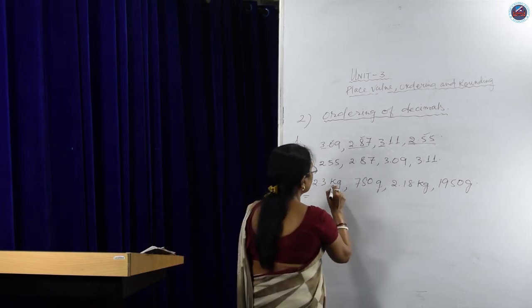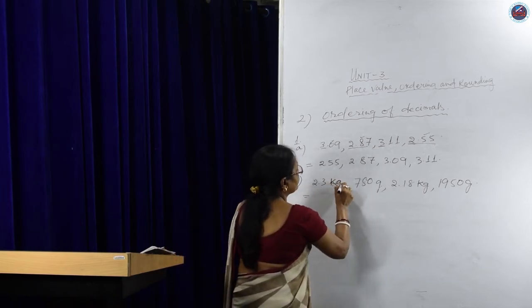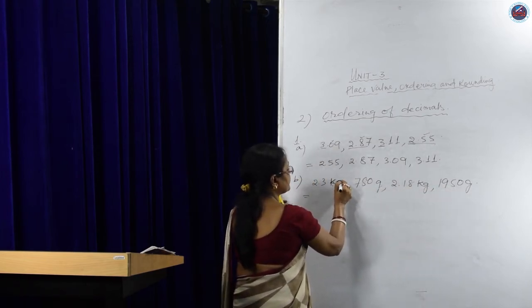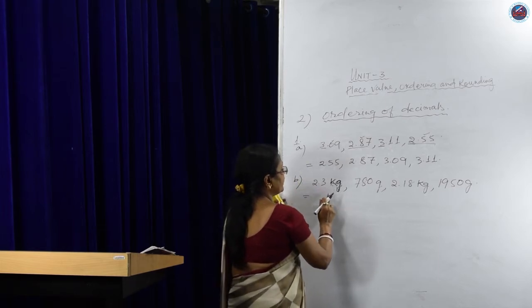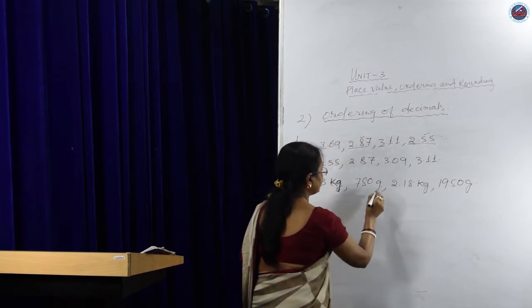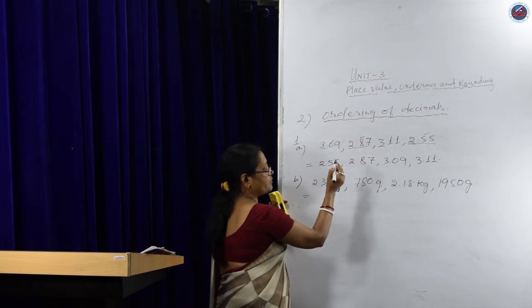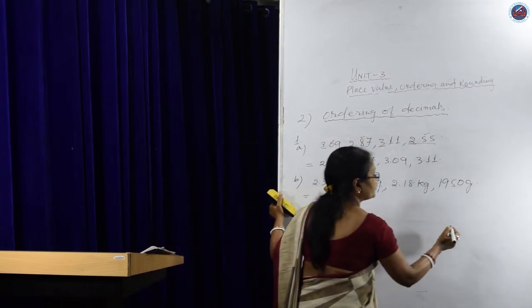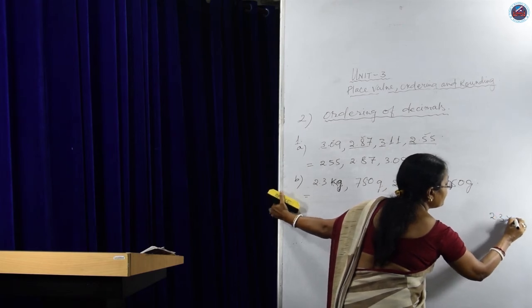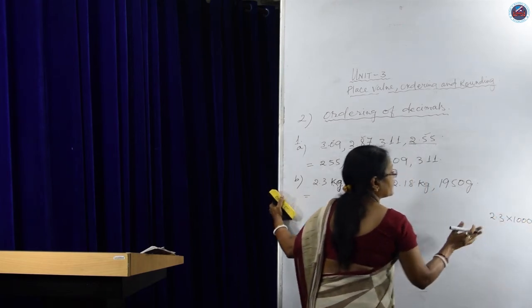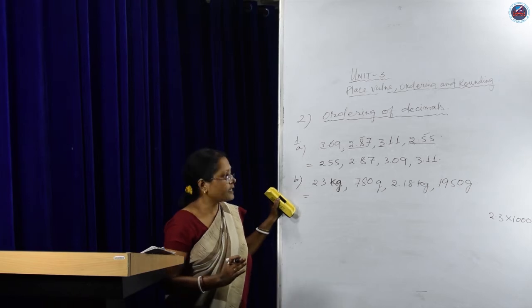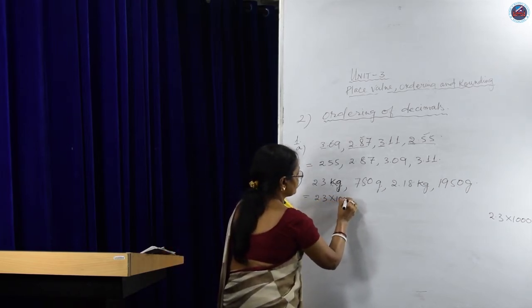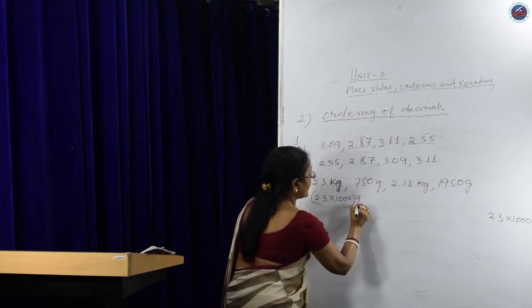So kg is the greatest unit here: kg, gram, kg, gram. When you compare, kg is greater than gram, so you can convert kg to gram. And we all know that to convert kg to gram you have to multiply the number by 1000. Why? Because 1000 gram makes a kg. So you have to multiply 2.3 by 1000, then it becomes gram.